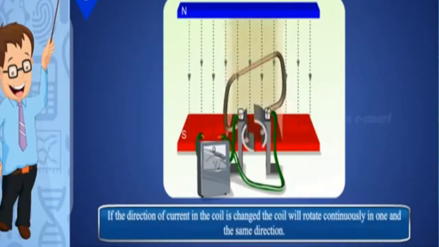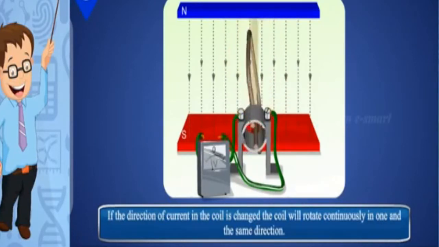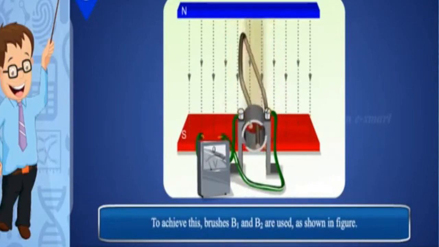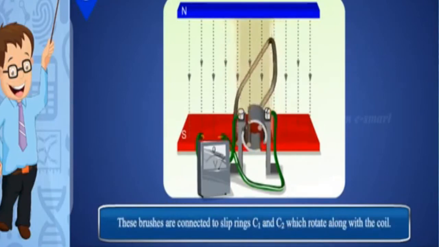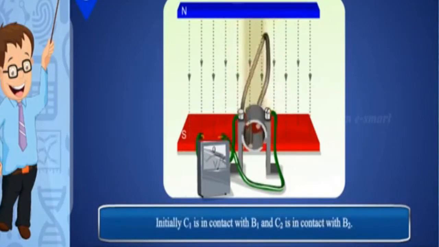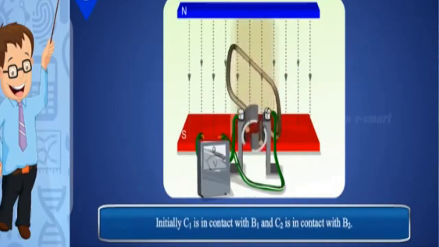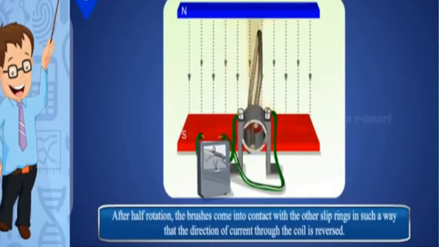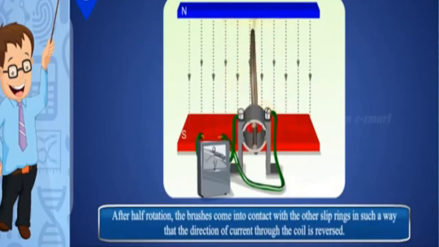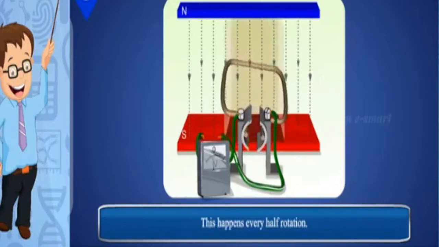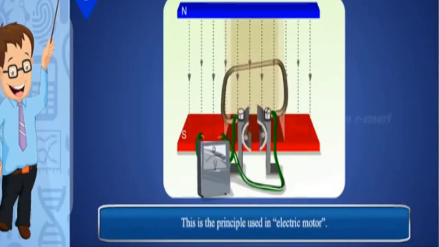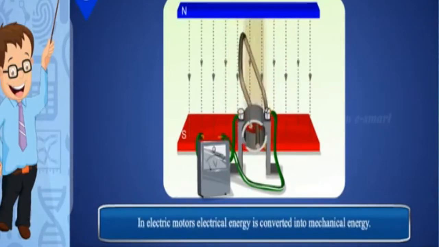If the direction of current in the coil is changed, the coil will rotate continuously in one and the same direction. To achieve this, brushes B1 and B2 are used, as shown in the figure. These brushes are connected to slip rings C1 and C2, which rotate along with the coil. Initially, C1 is in contact with B1 and C2 is in contact with B2. After half a rotation, the brushes come into contact with the other slip rings in such a way that the direction of current through the coil is reversed. This happens every half rotation. Thus, the direction of rotation of the coil remains the same. This is the principle used in electric motors. In electric motors, electrical energy is converted into mechanical energy.